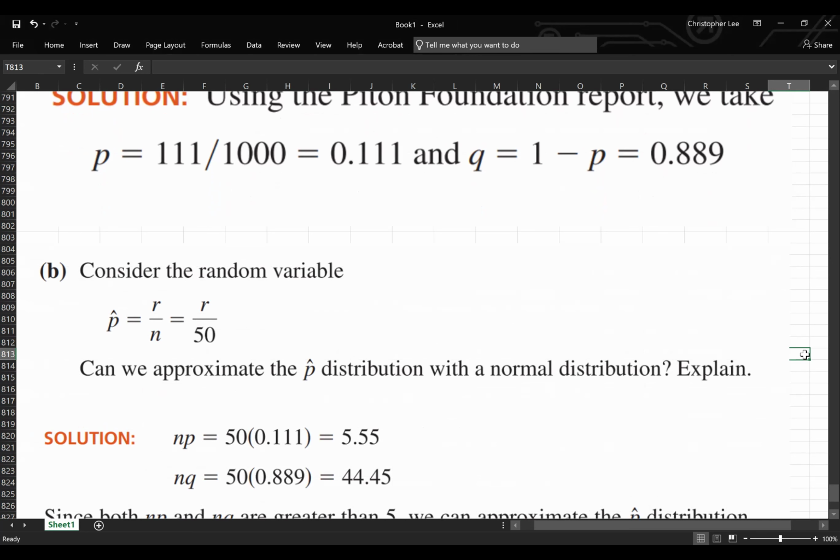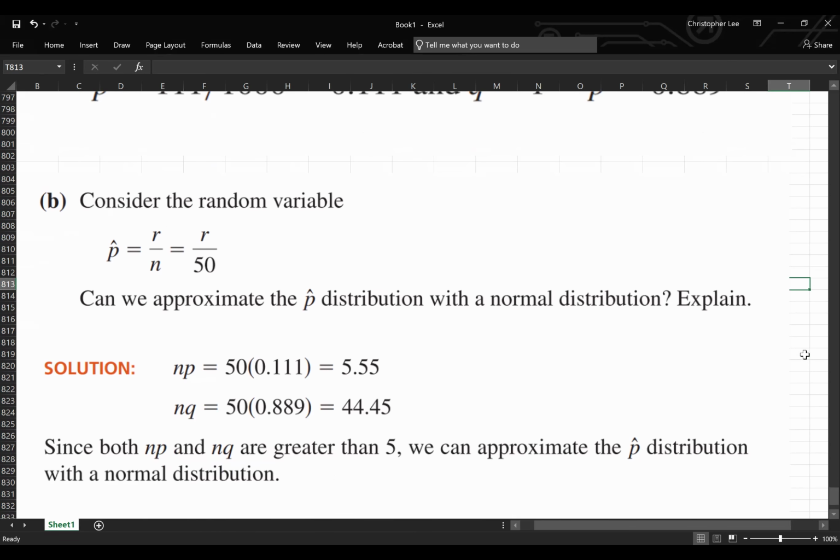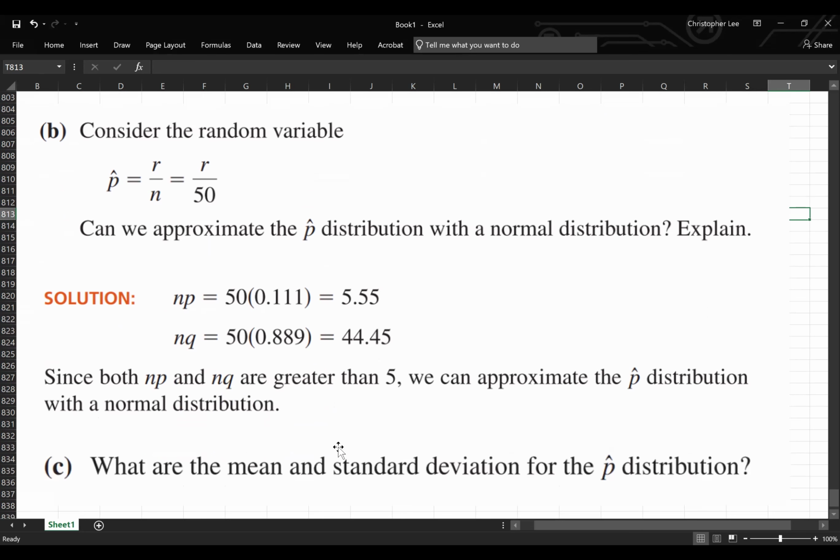All right, so look at this. Consider the random variable p hat, which is equal to r over n, which is equal to r over 50. Can we approximate the p hat distribution with the normal distribution, right? So first we have to verify if n times p is greater than 5, and n times q is greater than 5. So 50 times 0.111 is 5.555. 50 times 0.889 is 44.45, right? So since both n times p and n times q are greater than 5, we can approximate the p hat distribution with the normal distribution, which we know how to do, right?